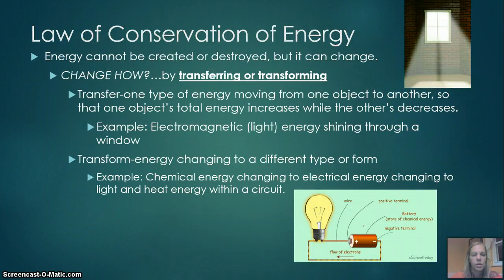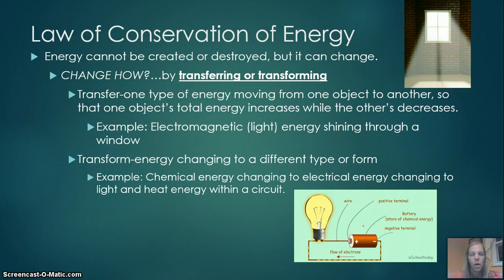Law of conservation of energy. It also states that energy cannot be created or destroyed, but it can change. What do they mean by change? We're talking about transferring energy or transforming energy. And while they are very similar concepts, there actually are some differences. So let's look at these two words.